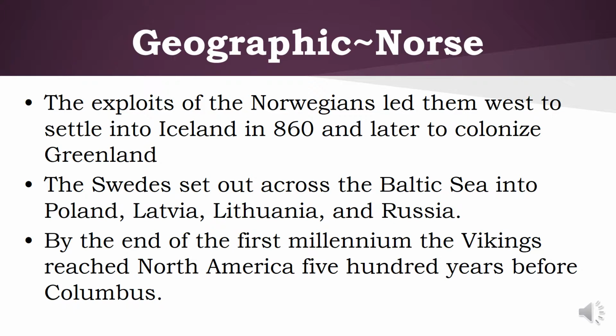So they're going to settle in Iceland in 860 Common Era, later to Greenland, and then again to parts of Eastern North America. The Swedes are going to lead them east. So the Swedes are going to settle in regions around the Baltic Sea, so Poland, Latvia, Lithuania, Russia. In fact, we'll look at how the Norse are actually responsible for Russia having its name today. So the Norwegians are going to head west. The Swedes are going to head to the east. You have other groups that are going to head south into England and into France.